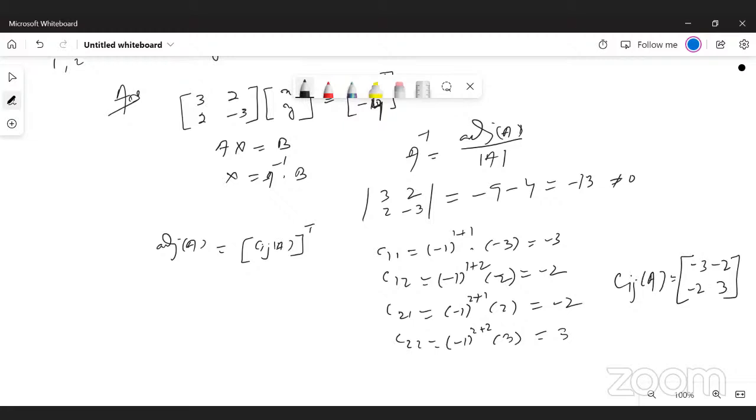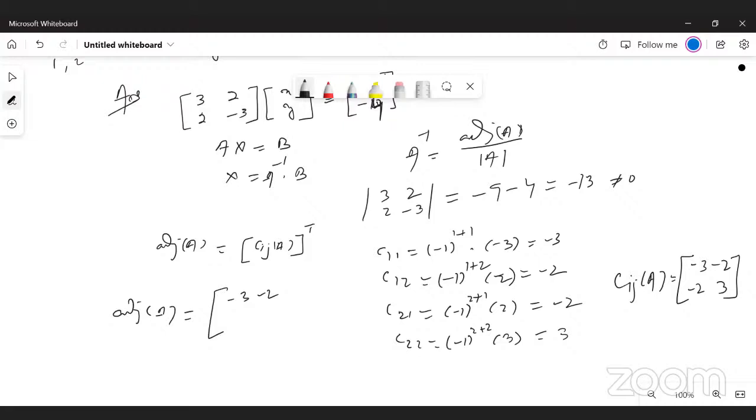So we calculated the cofactor. Our adjoint of A is the transpose of the cofactor. Let's see the cofactor: minus 3, first C11, second.